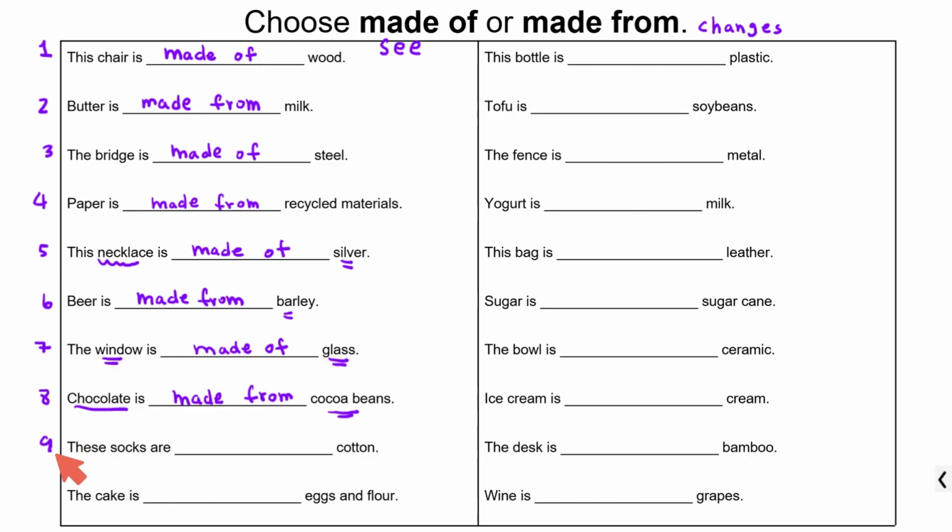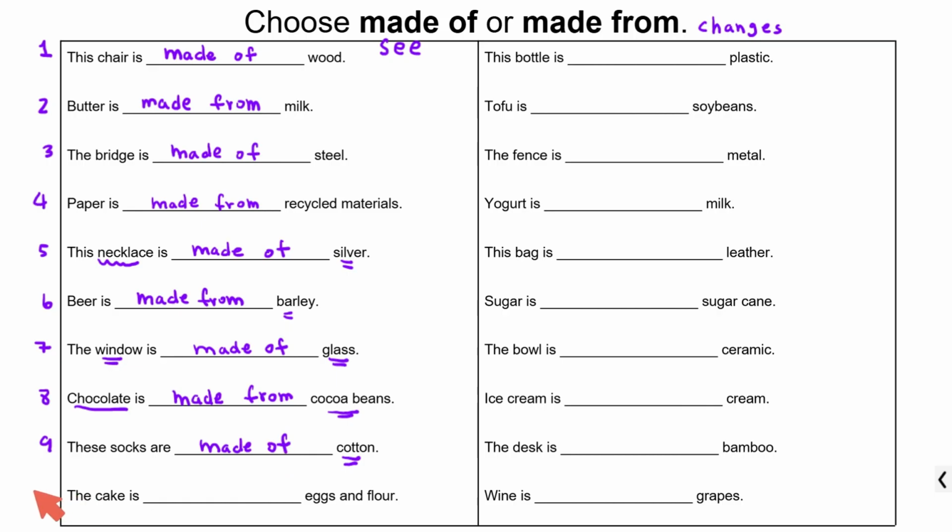Number nine. These socks are blank space cotton. So we can see the material cotton. We can see it is cotton. So socks, we pick made of cotton.